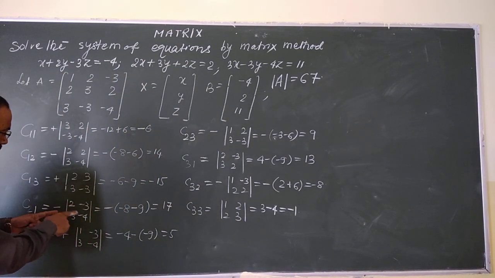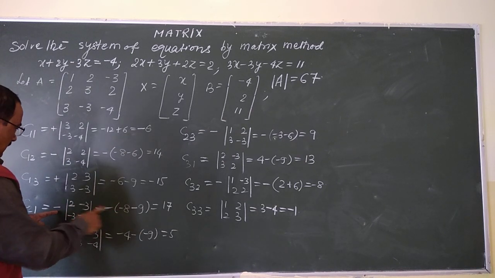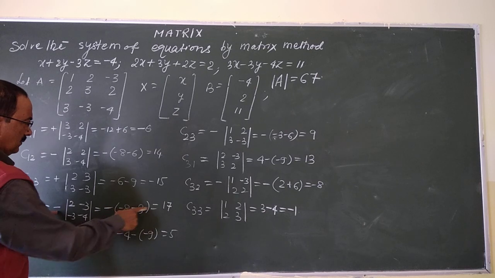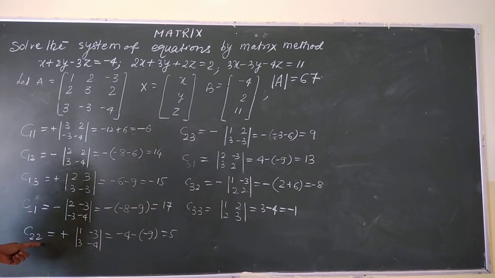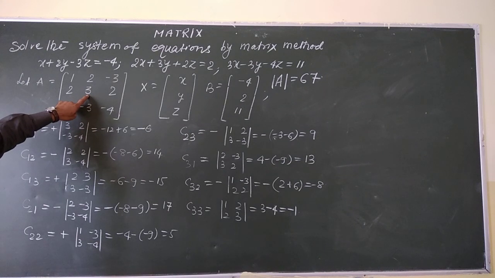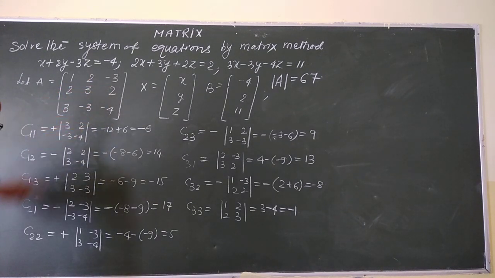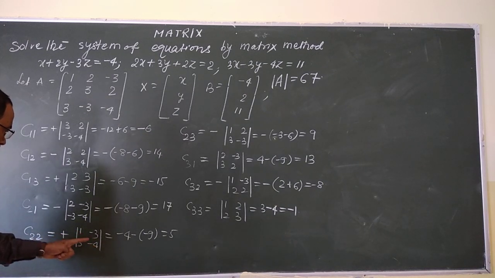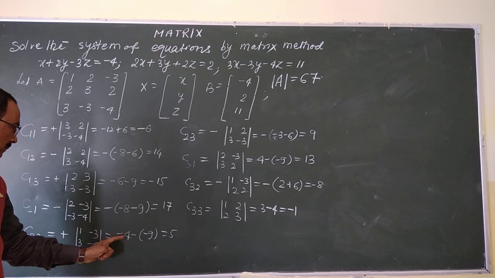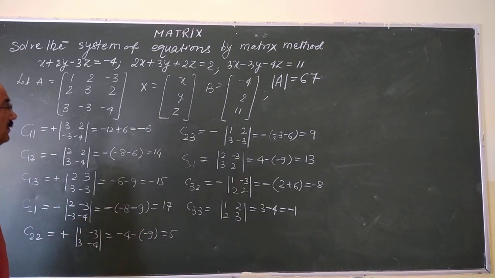Now minus 2 into minus 4, minus 8, and minus 3 minus 3 minus 9. So minus 8 minus 9, that is minus 17. The cofactor of element 2 2, second row and second column: close this column and this row. 1 minus 3 and 3 minus 4, so minus 4 and minus 9. Minus 4 plus 9. This is 5.